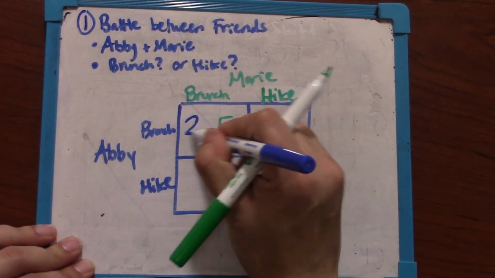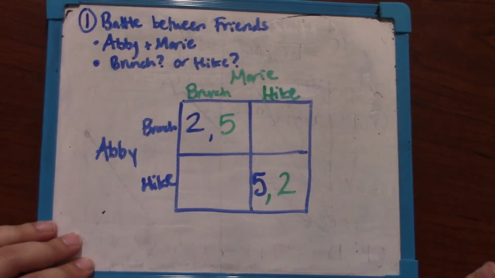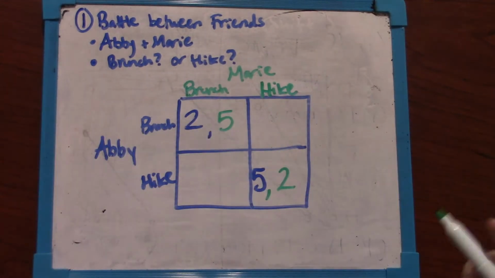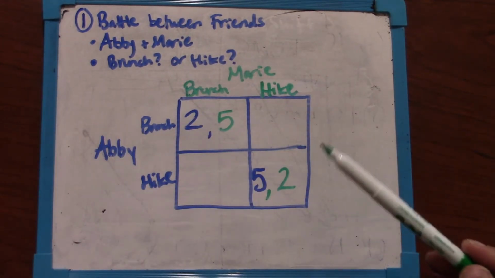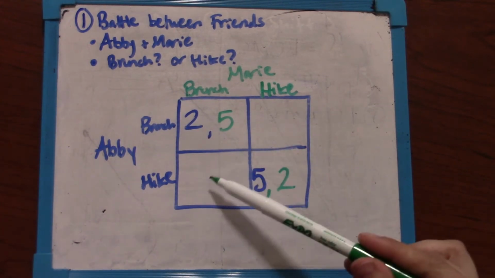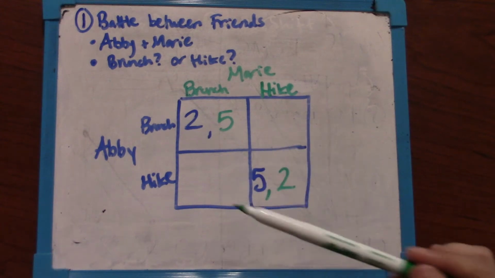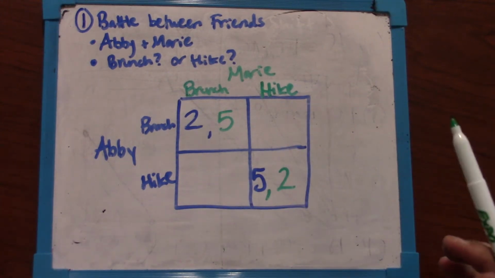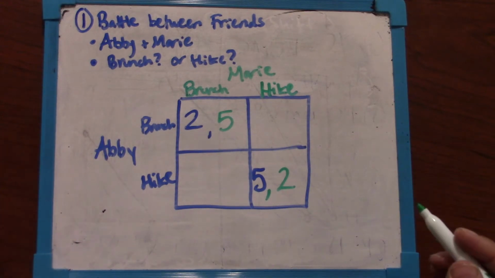And Abby, not so big of a fan. She hates waiting in line, and hipster cocktails don't really do it for her. But she does like being with Marie. So we have to assume about what happens when they go and do different things, that they like being together more than they like doing the thing that they don't enjoy as much.